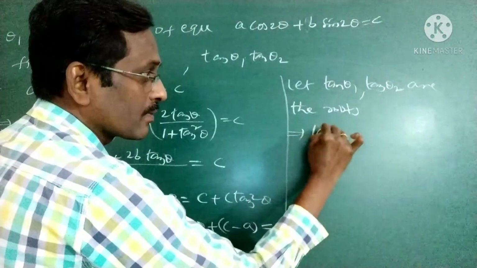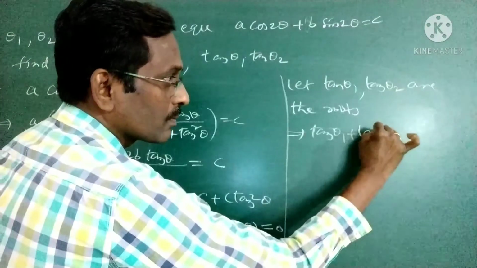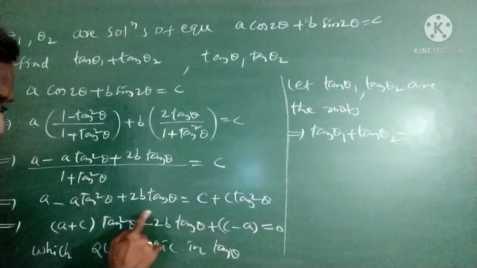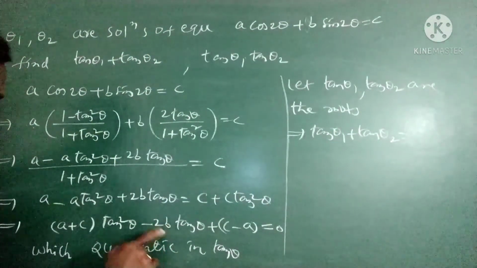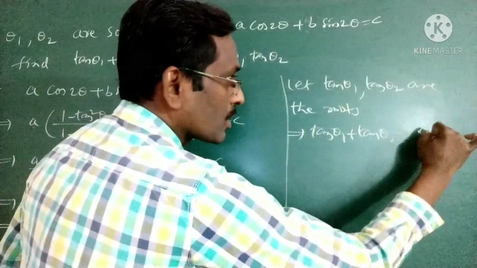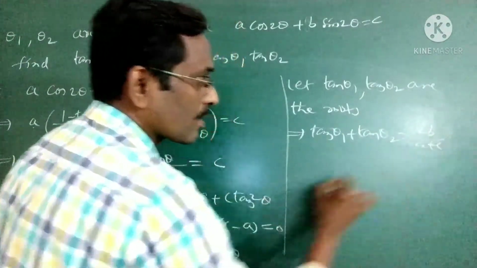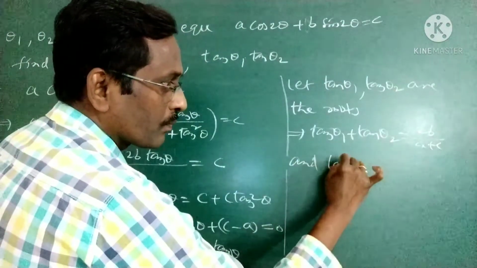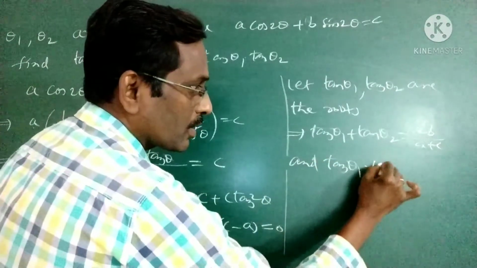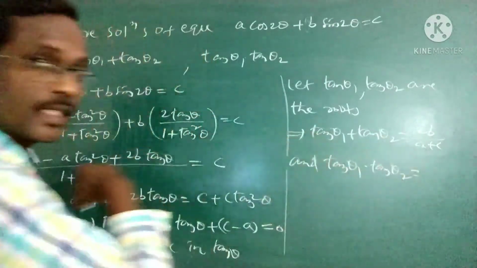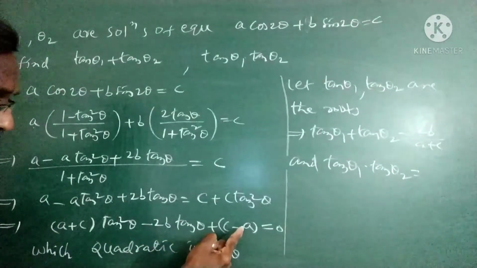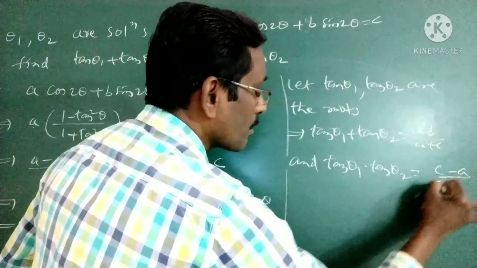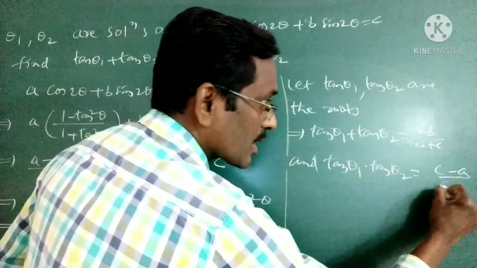It implies that the sum of the roots equals, what is the sum of the roots? Minus b by a. What is the b value? Minus 2b. So plus 2b by a plus c, 2b by a plus c. Similarly, the product of the roots, write down tan theta 1 into tan theta 2 equals, what is the product? C by a. C is the value of this one, a is the value of this one. So c minus a by c plus a, or a plus c.